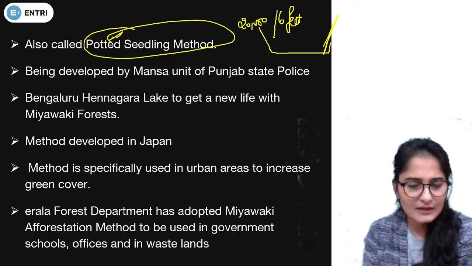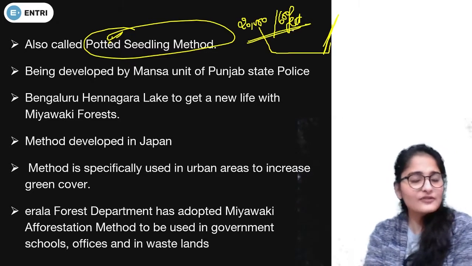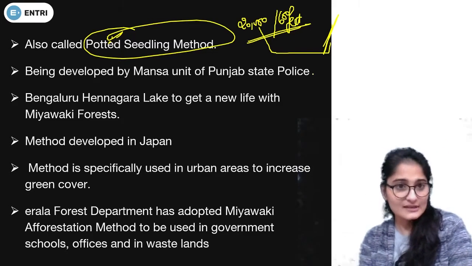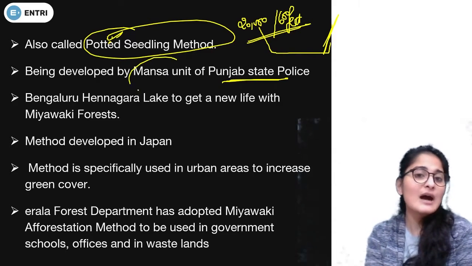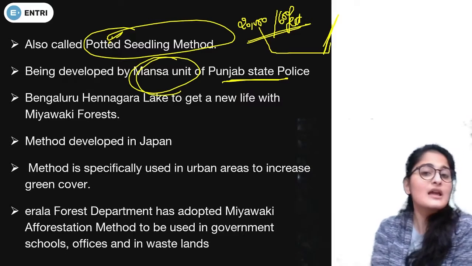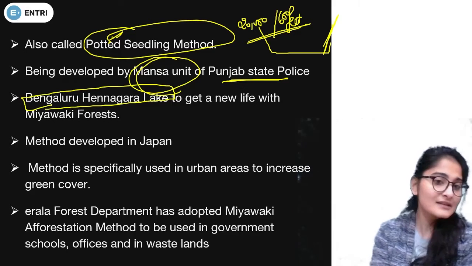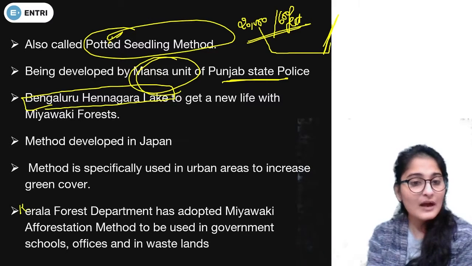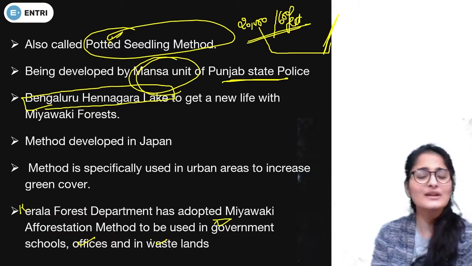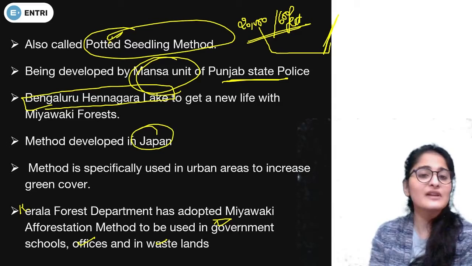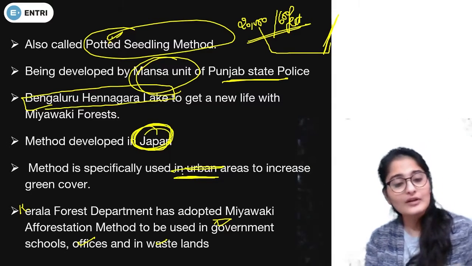Now over here the plantation is done, which costs about 20,000 rupees per 600 feet of area. So 20,000 rupees for 600 feet, and it gives very good results. Right now, Punjab State Police is developing this method in the Mansa unit of Punjab State Police. Before that, Bengaluru's Hengara Lake had built this. Kerala Forest Department has adopted this method in government schools and offices and wastelands, and it has been quite successful over there.